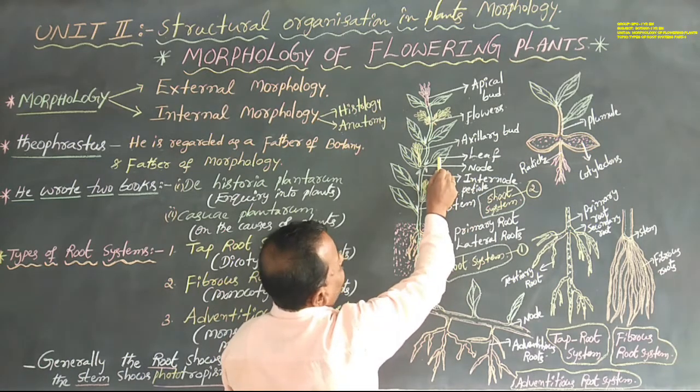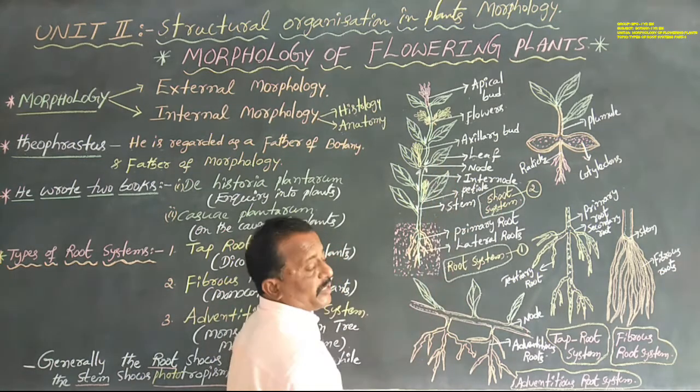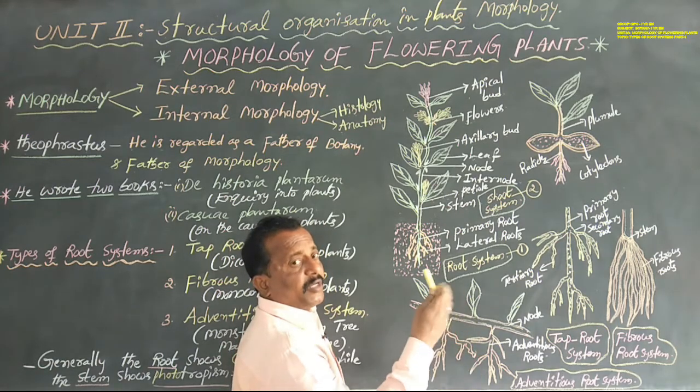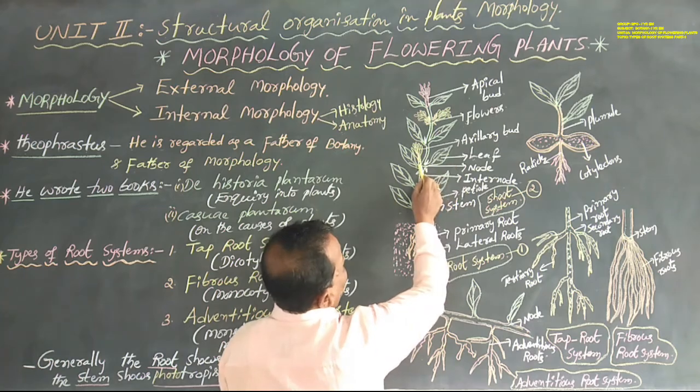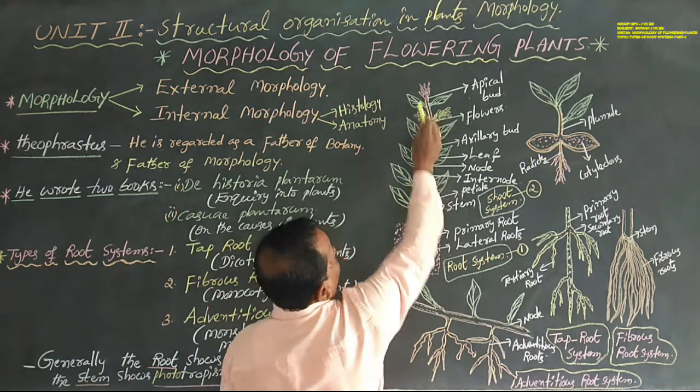And this is a leaf. Leaf always carries out photosynthesis. Why? Because those leaves contain some amount of chloroplast. This is an axillary bud. This is an apical bud.